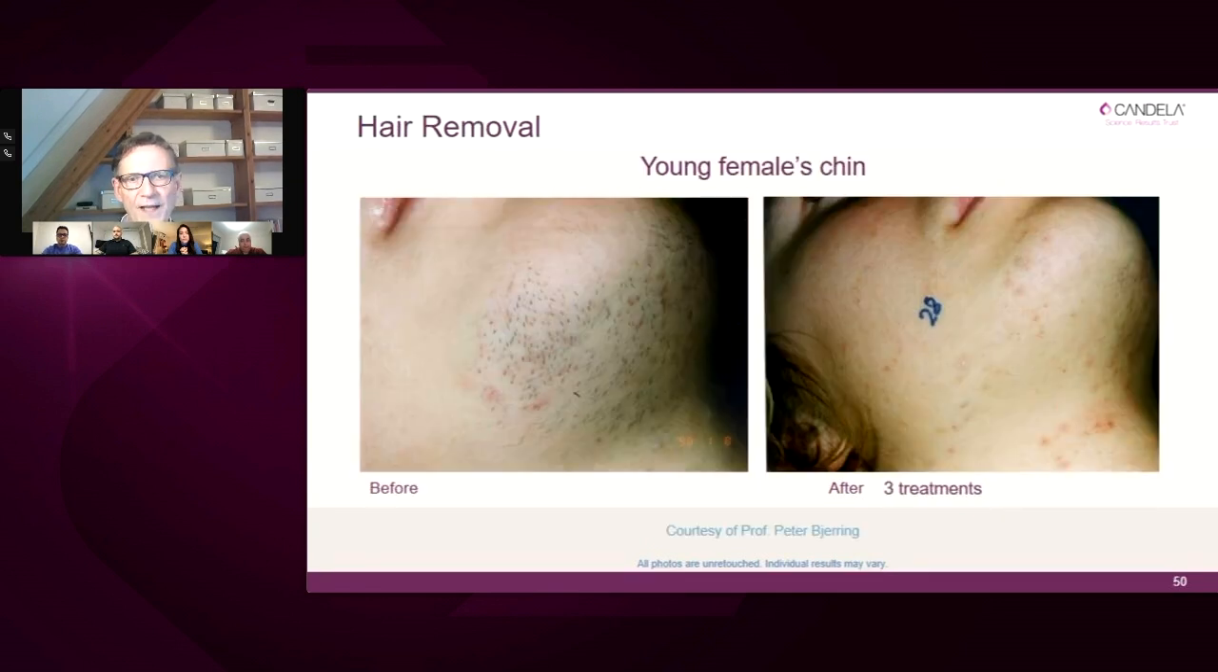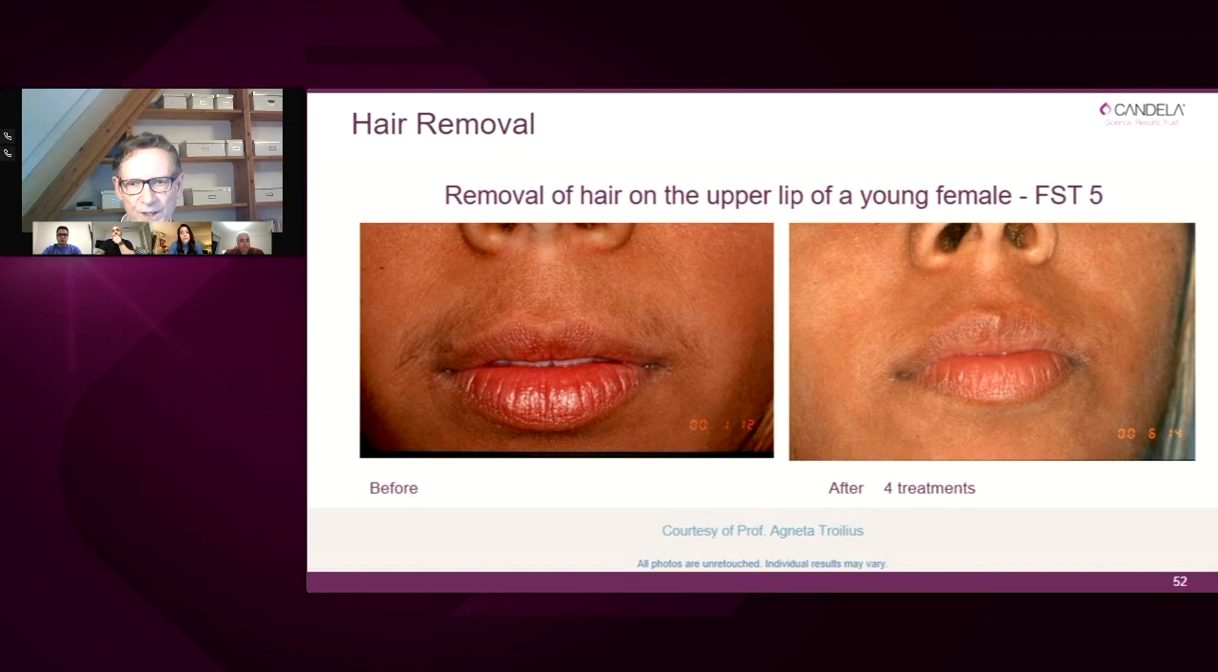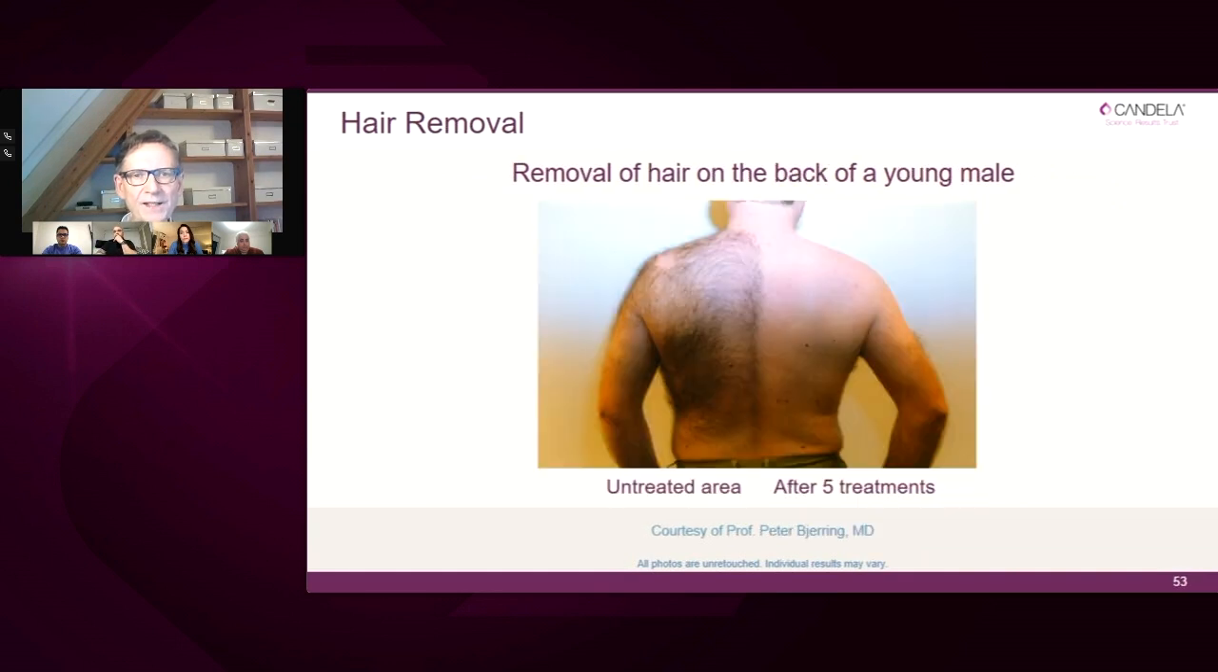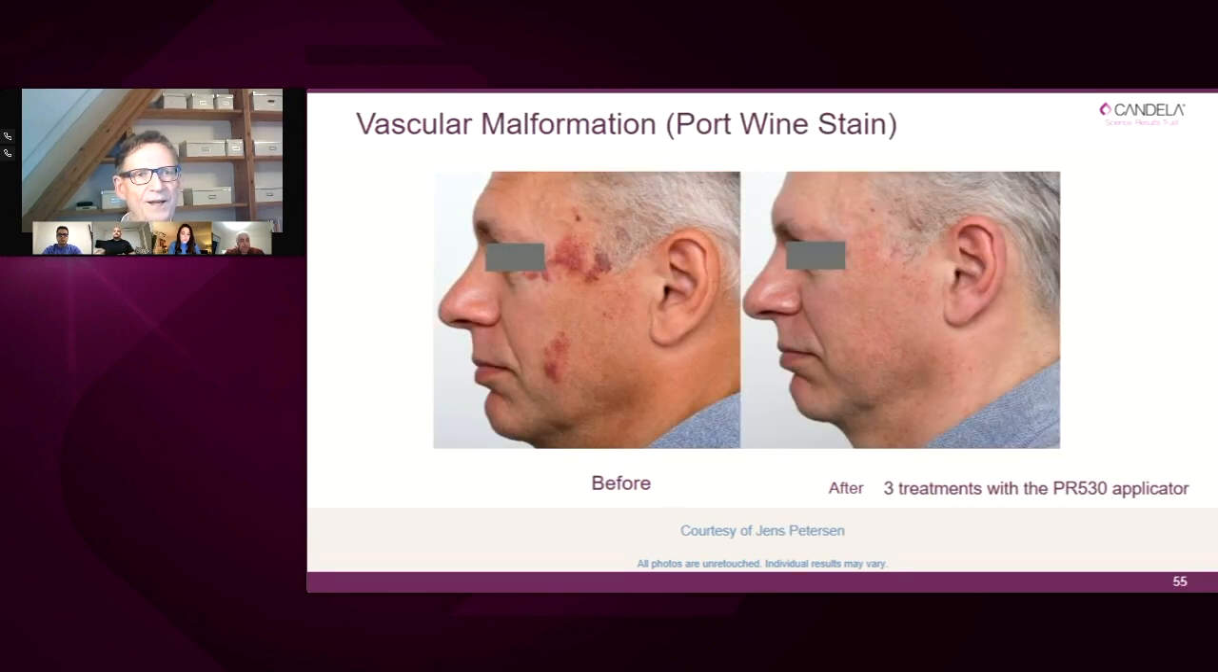Hair removal, easy to do with the IPL system. There are large applicators, so you can easily do a large area in one go. Even in phototype 5, the IPL can be used for that. So you can see phototype 5 again. And a difficult area to treat is male hair on the back. But again, after 5 treatments, this is the result. More rosacea will be dealt with later on, so I won't go into detail with that. Vascular malformations, again, 3 treatments.